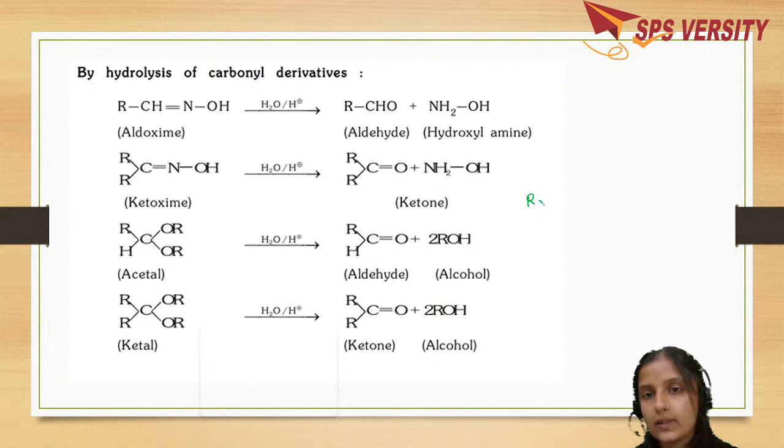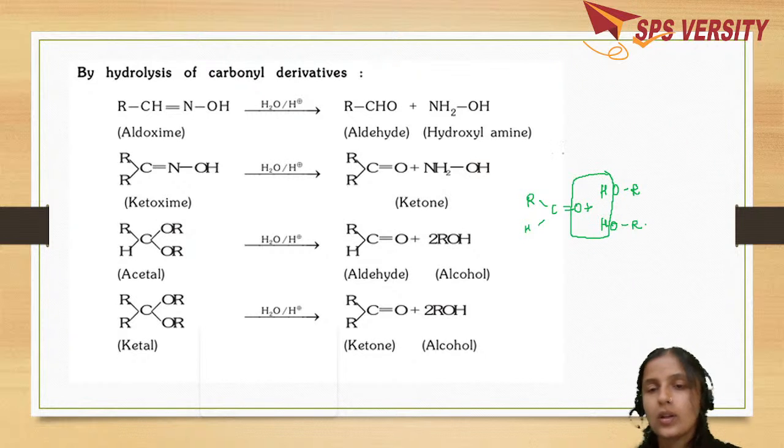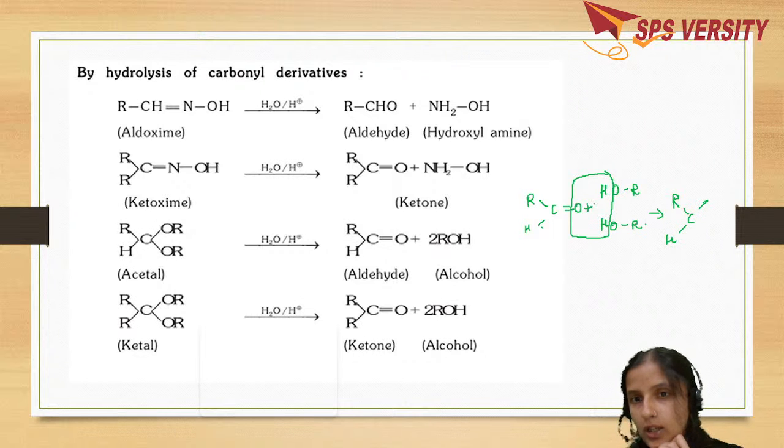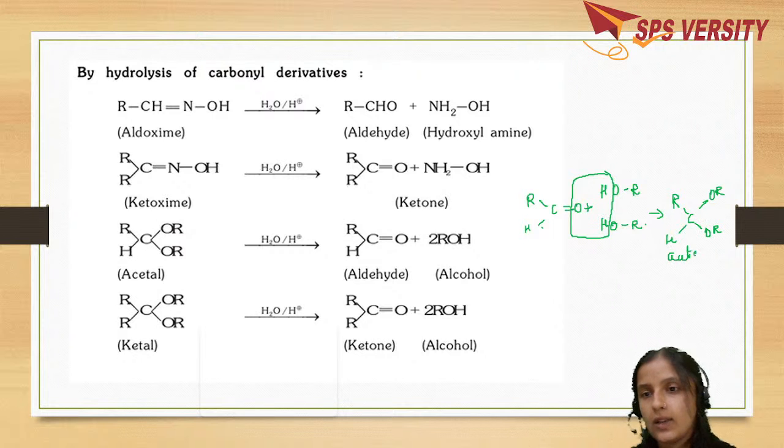Or better, do it this way. You take an aldehyde and treat it with 2 molecules of alcohol. Water will be removed. As a result, you get RCH, with one bond to OR and the other bond to OR. This is called an acetal. If there is only one OR, then it is called a hemiacetal. If there are 2 OR groups attached, then it is called an acetal. When it is acid hydrolyzed, the reverse reaction happens, resulting in the formation of an aldehyde and 2 molecules of ROH.